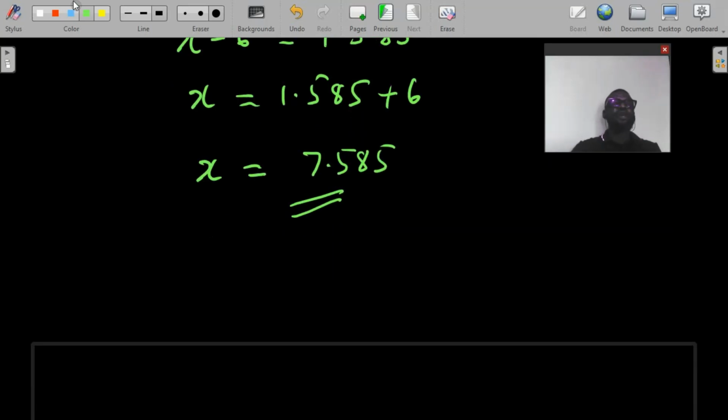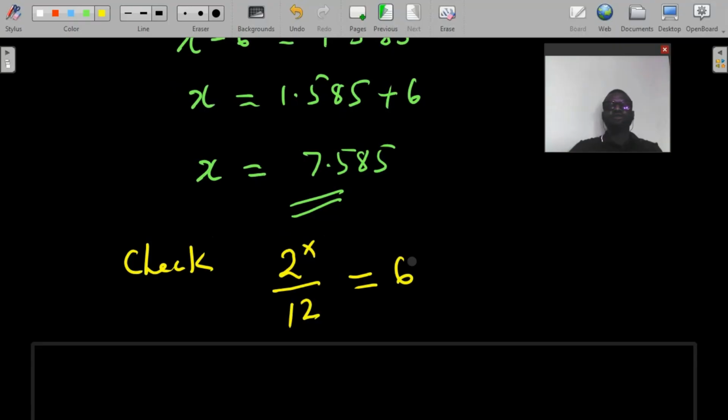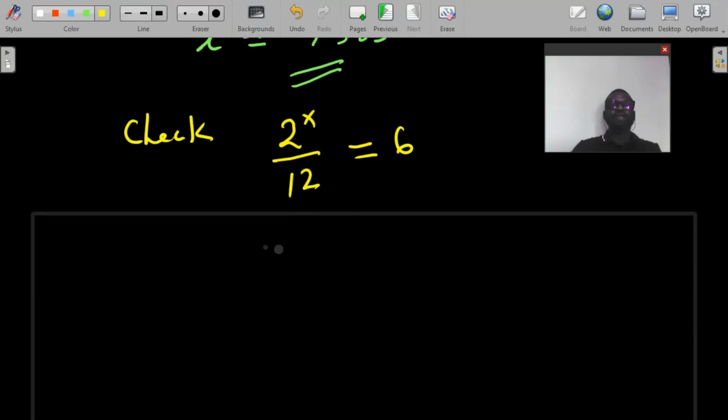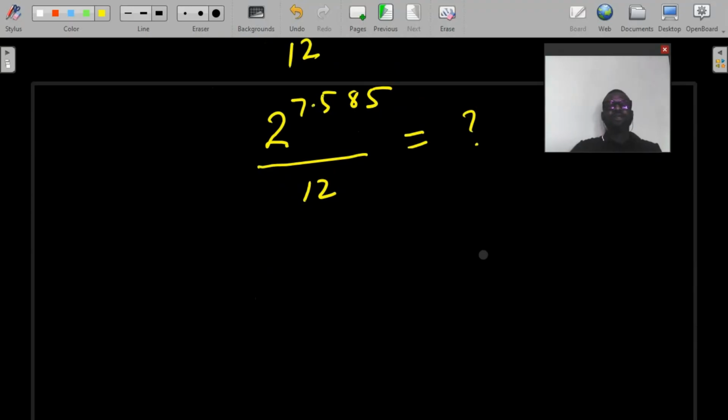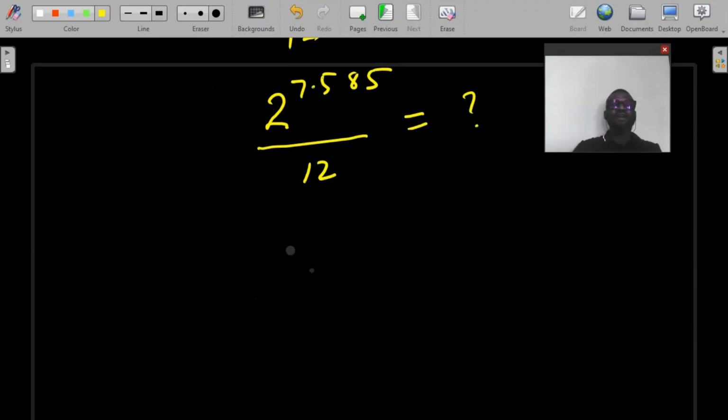Now let's check if we are correct. The question says 2 to the power of x divided by 12 is equal to 16. We've established that x is equal to 7.585. So let's substitute x there. 2 raised to the power 7.585. Okay, this is 16 divided by 12 is equal to question mark. Let's see if we can get 16. So when you use your calculator and press 2 to the power of 7.585, you will get 192 approximately, divided by 12. So when you divide this, you are going to get 16.